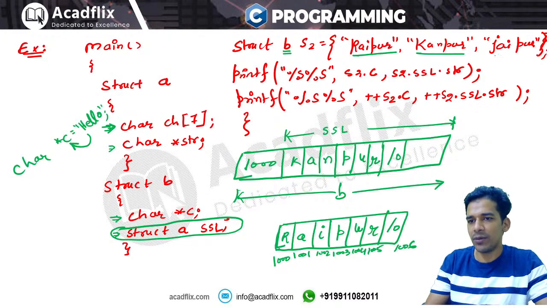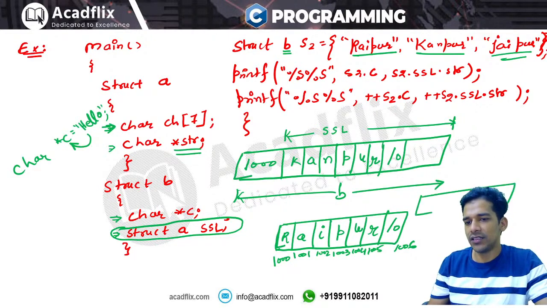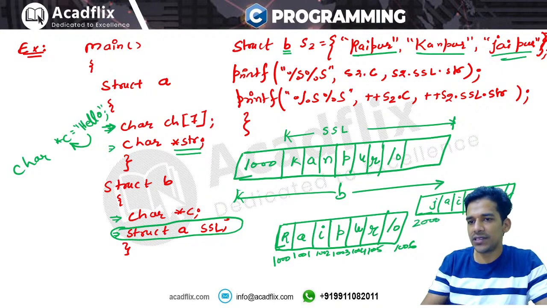The second member of ssl will be the character type pointer. This means that Jaipur will be stored somewhere in the memory in the form of characters, and let us say it has some base address 2000. This means that the base address of this Jaipur will be given to the str. So the base address of this string will be 2000. So this is your structure B.